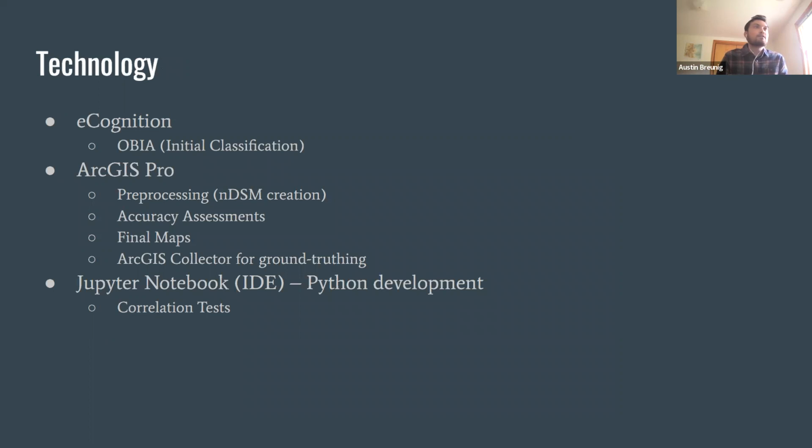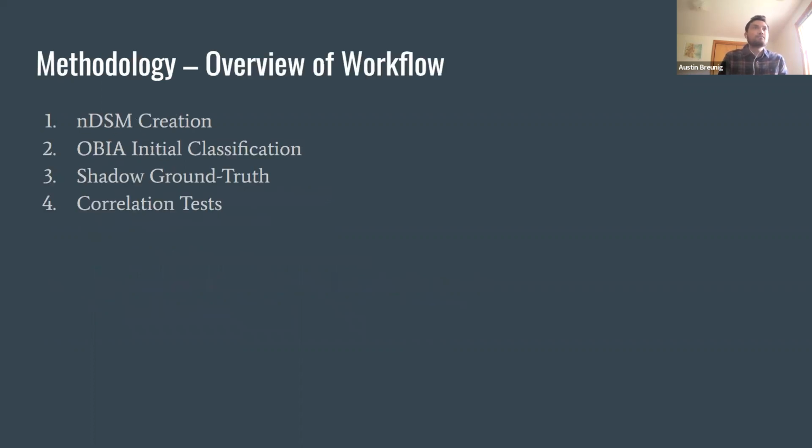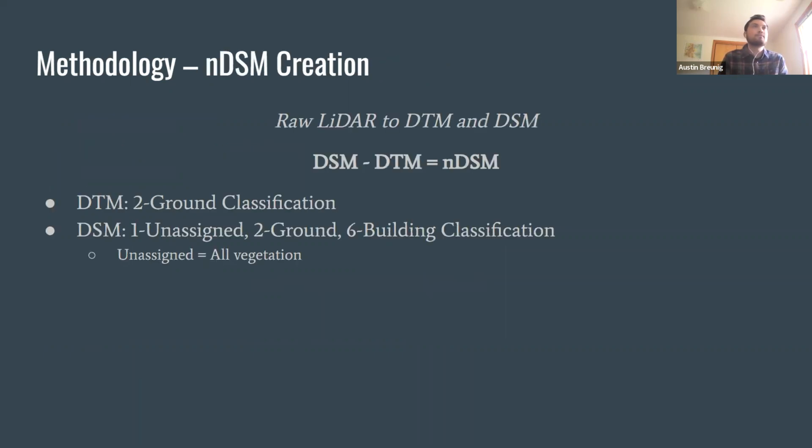The technology that I used was eCognition for the OBIA process, which includes the initial classification, and ArcGIS Pro for all the pre-processing, accuracy assessments, and the final maps. And then I used Jupyter Notebook for the actual code development and running the correlation tests. So the methodology can be separated into 4 big components: the DSM creation, the initial classification, ground truthing the shadows, and then running the correlation tests.